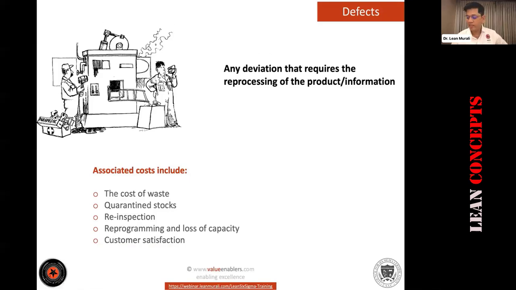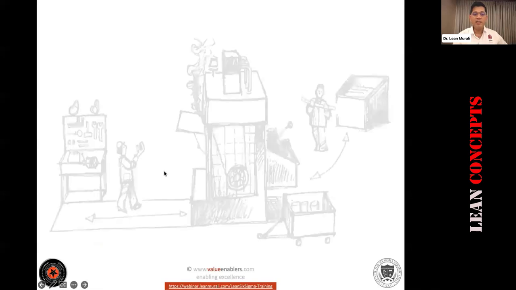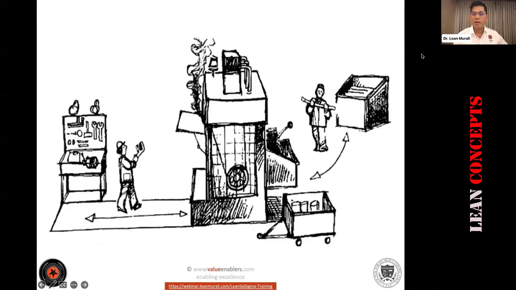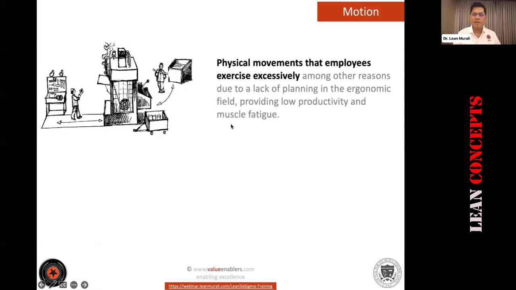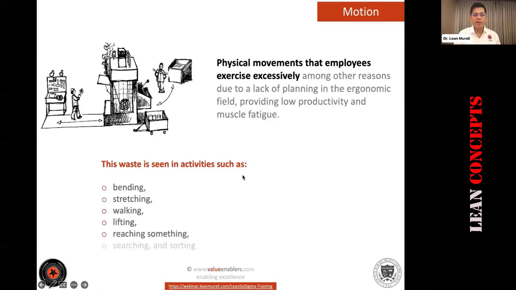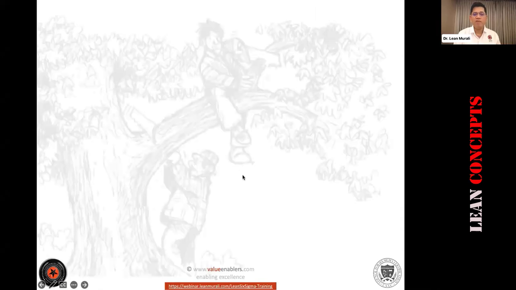So these are the costs associated when you produce defects. I'm not explaining this at length because this is mere common sense, right? I just wanted to cover the seven wastes today. Now this is self-explanatory, I guess. What does it tell you? Yes, motion, right? Excessive motion. Great. Motion is required, but how much motion is necessary, that is important. It's a physical movement that employees exercise excessively, not with material. Just to take one tool, they go to that place. Just to take a piece of paper, just to get approval, they go and so on. So bending, stretching, walking, lifting, reaching, searching, sorting, and all that stuff.